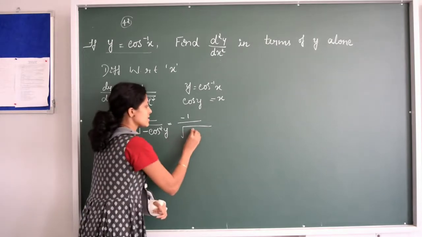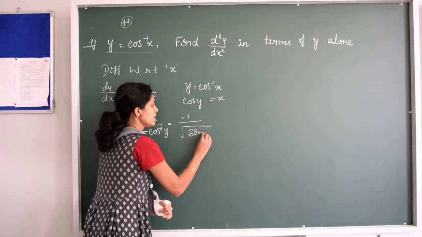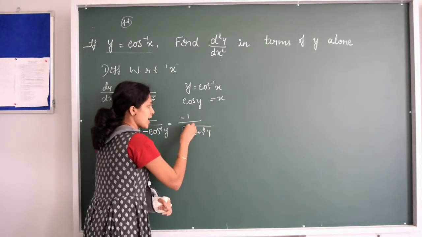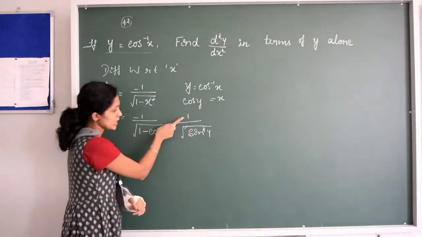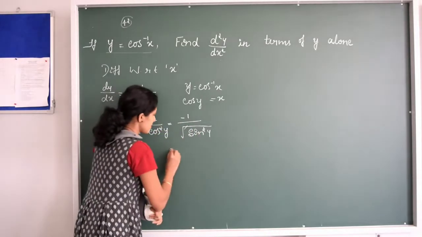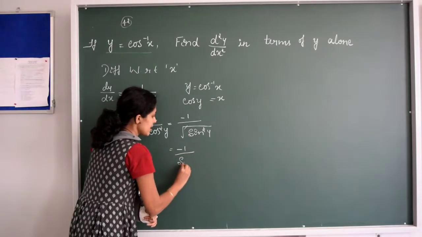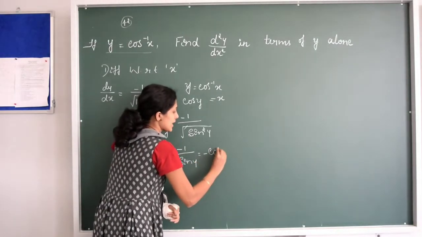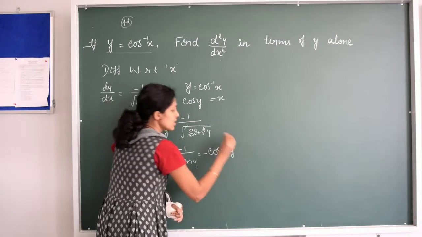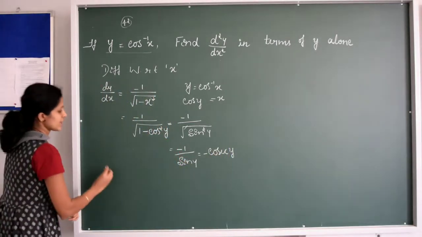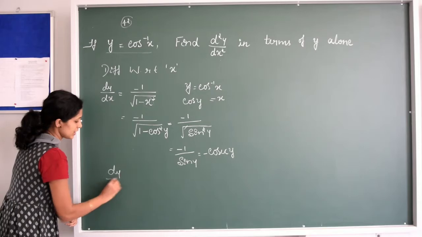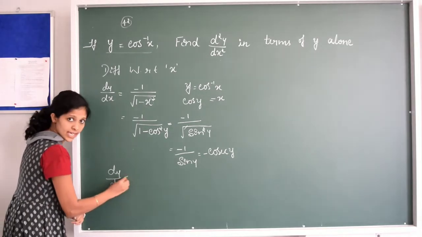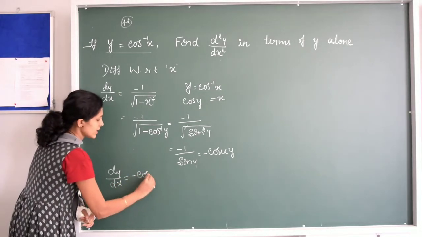Is it clear? So this is equal to minus 1 by root of 1 minus cos square y. What is that? Sin square y, right? By using a fundamental relation. So here square and square will get cancelled. What is remaining? Minus 1 divided by sin y. What is minus 1 by sin y? It is minus cosecant y. Is it clear? So we got dy by dx as minus cosecant y. I write here dy by dx is equal to minus cosecant y.